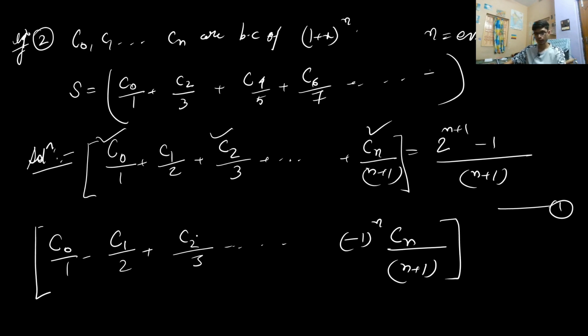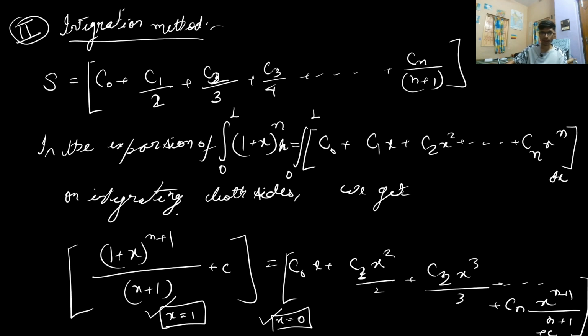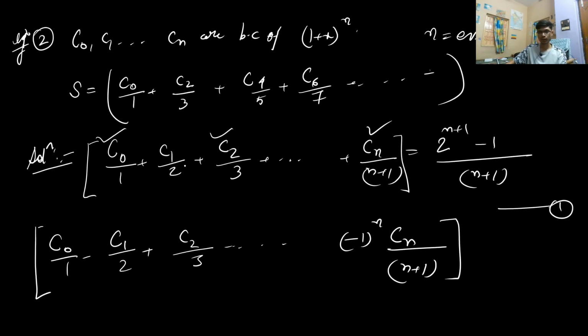What we did in the previous problem, when the coefficients were all added together, we took the expansion of (1 plus x) power n. Now when the coefficients are alternately subtracted and added, the subtraction with the odd numbers and the addition with the even numbers, then instead of the expansion of (1 plus x) power n, we will take the expansion of (1 minus x) power n, and then we will integrate from 0 to 1, and then we'll get the required result of this summation.